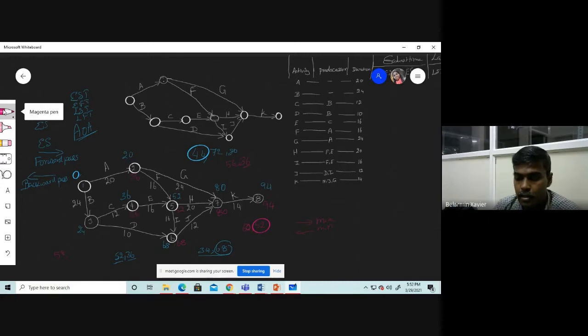Then 36 minus 12, we will get 24. Okay, we have to choose the minimum value, so again 24 will come. Then 24 minus 24, 0 will come. 36 minus 20, 16 will come. So we have to choose the least value. So let's see. Now backward pass calculation is also over.